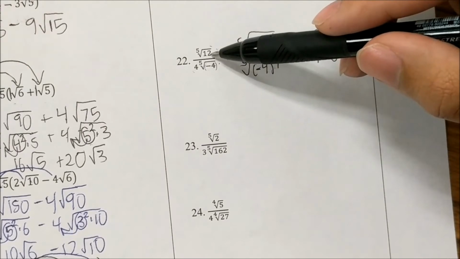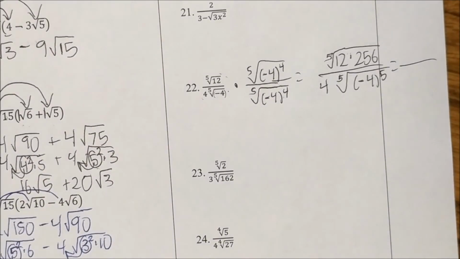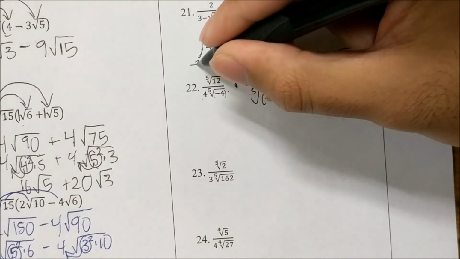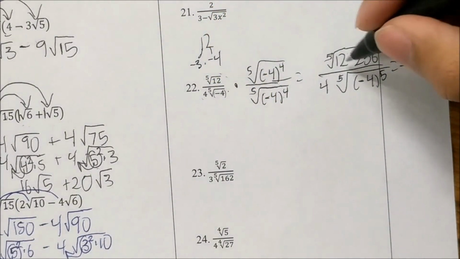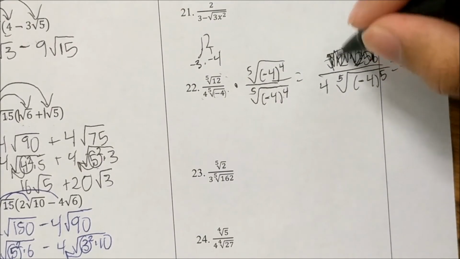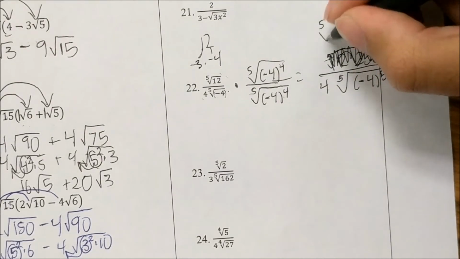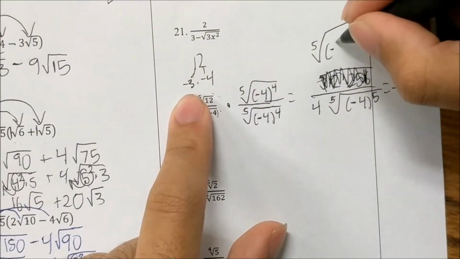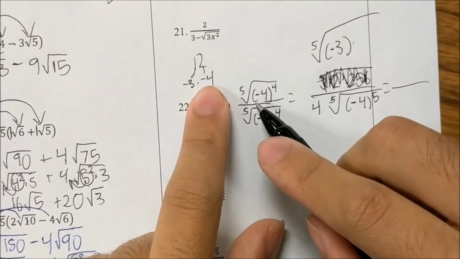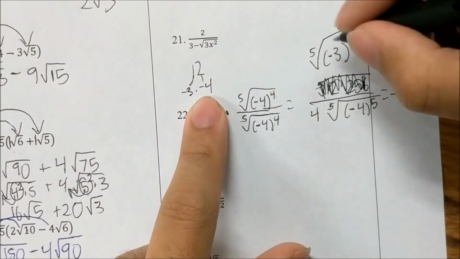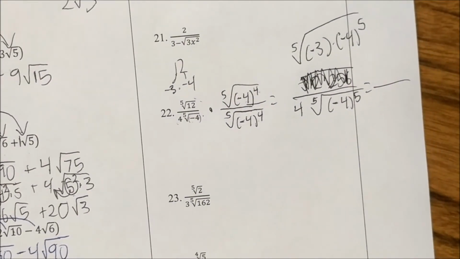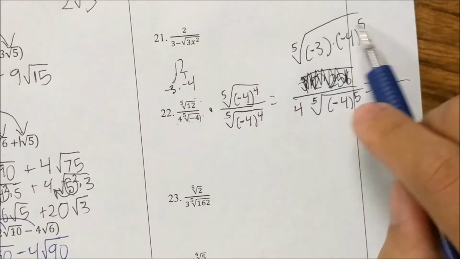So why don't we look back at this 12? Well, we can rewrite 12 as negative 3 times negative 4. So let me redo the numerator. Okay, so I've got this extra negative 3 in front. But then now I have a negative 4 and 4 more negative 4s. So now I have negative 4 to the fifth power in my numerator. Okay, so the reason I do this is so that I can take it outside because it matches the fifth root.